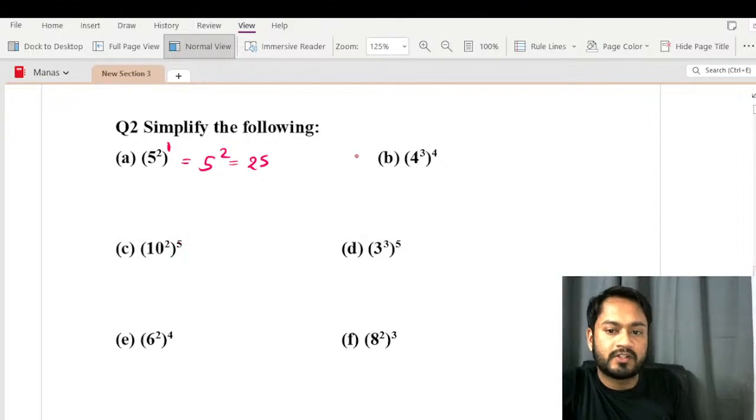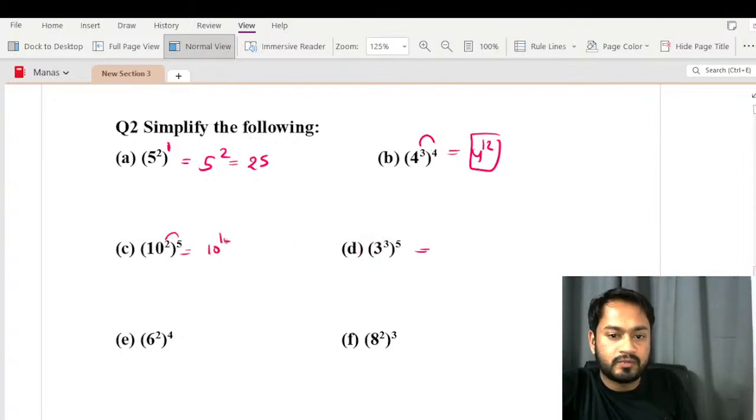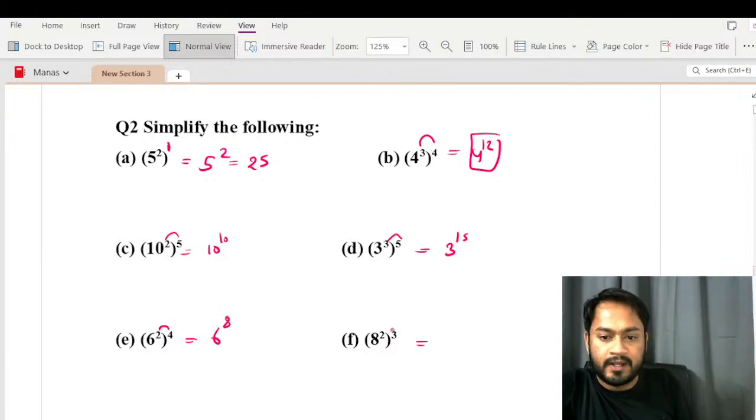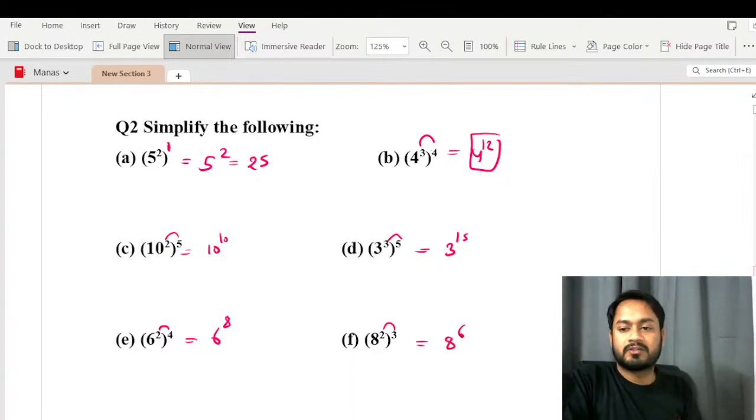Now let's do the B part. It is 4 into 3, so these powers will be multiplied together. So 4 to the power 4 times 3 is 12. So this is your indices. Now let's do the C part. 5 into 2 is 10, so 10 to the power 10. This is just a simple one which sometimes comes in the exam. So 5 into 3 is 15, and then this is 6. 4 times 2 is 8, then 8 times 3 is 6, so 8 to the power 6. These are just simple questions.